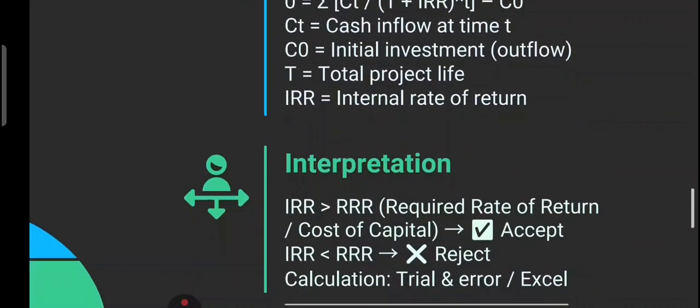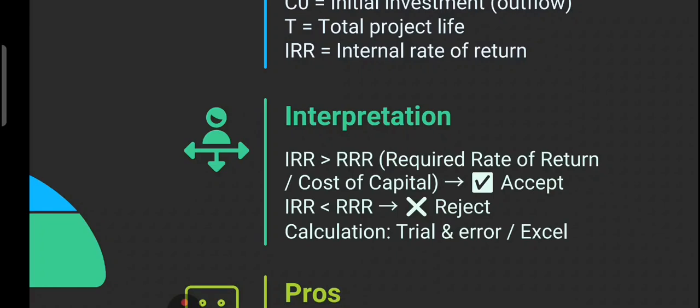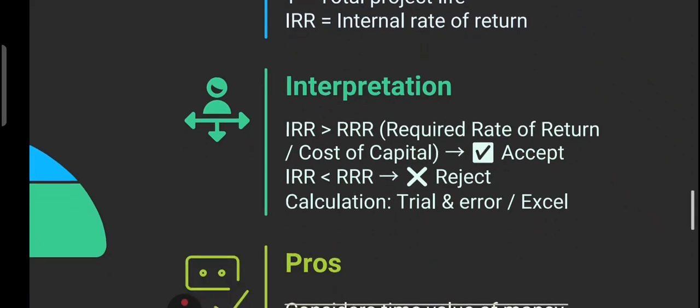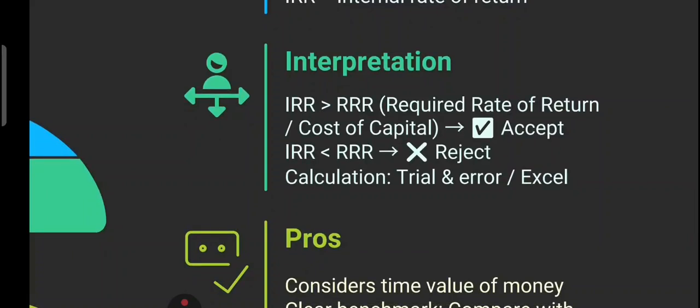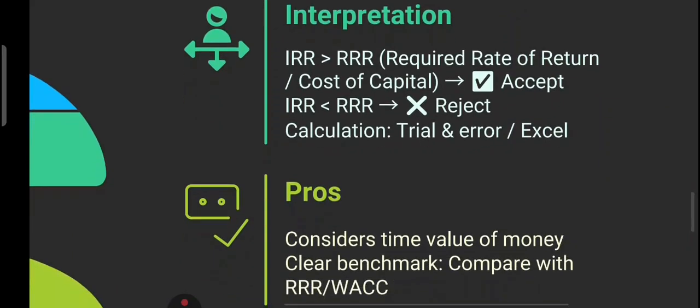Now interpretation, how to interpret it, very important. Suppose you got the IRR, how to interpret it, whether your project is viable, whether your project is worthy or not. The simple rule is that if IRR is greater than RRR, what is RRR? Required rate of return or cost of capital. Whether you call it required rate of return or cost of capital, both mean the same. So if IRR is greater than the required rate of return or cost of capital, we should accept the project, and if IRR is less than the required rate of return, we should reject the proposal. Very simple. This is the simple way of interpretation.